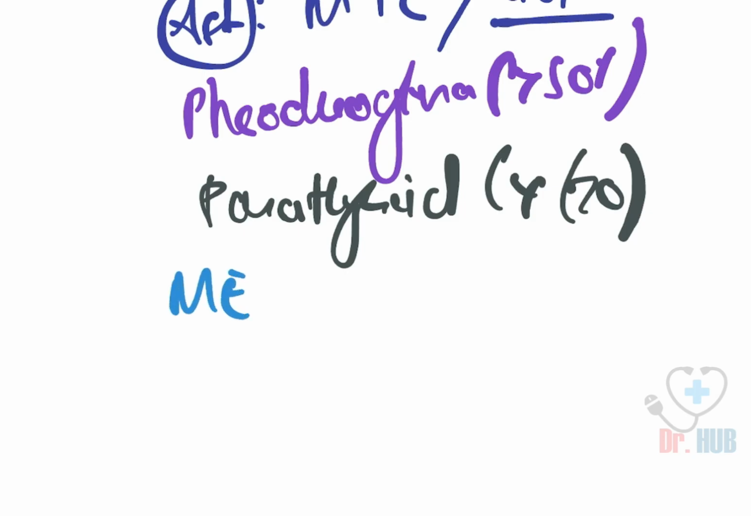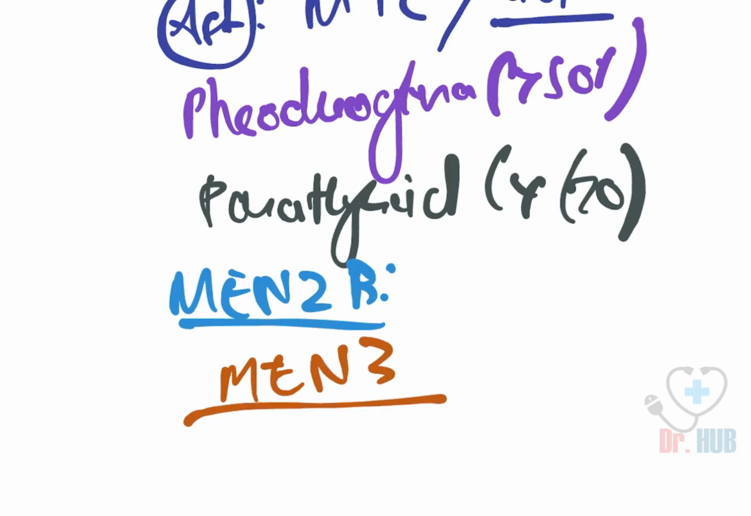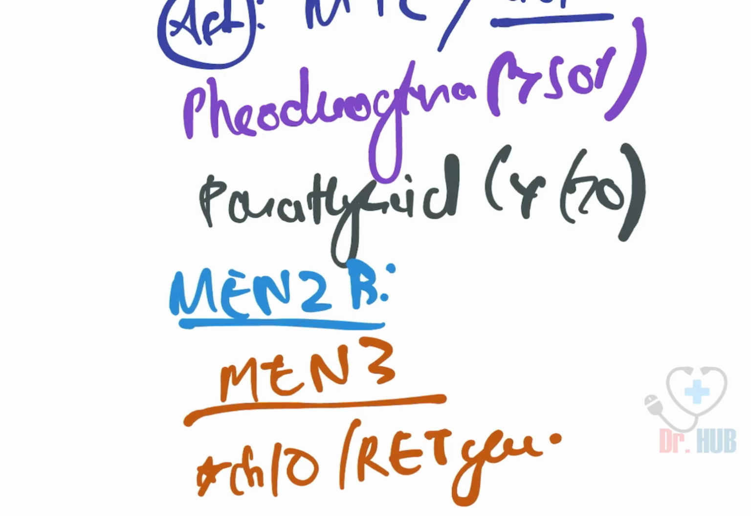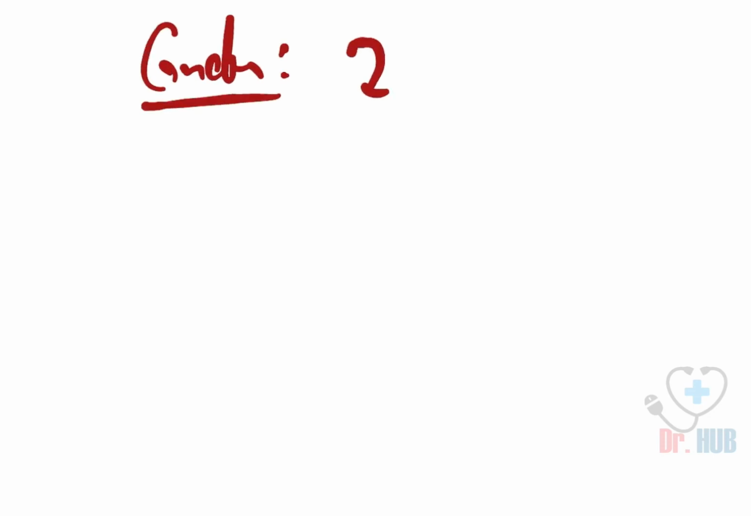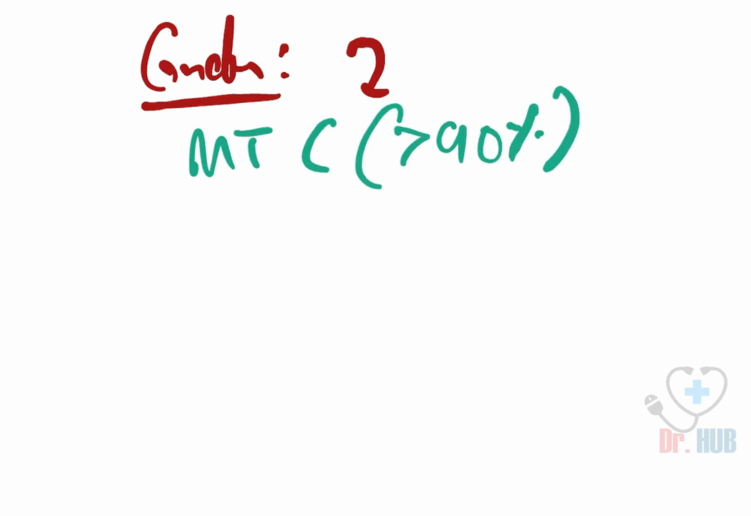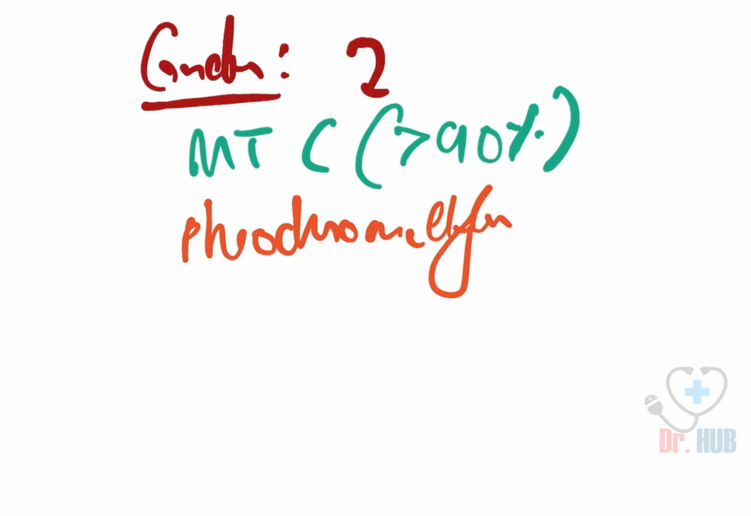Then we focus on the MEN 2B. The MEN 2B is commonly known as the MEN 3. What is the chromosome involved? It is chromosome 10 as well as the RET gene. So what are the conditions associated with the MEN 2B? It includes the medullary thyroid carcinoma, which is above 90%, and the pheochromocytoma, which is above 50%.